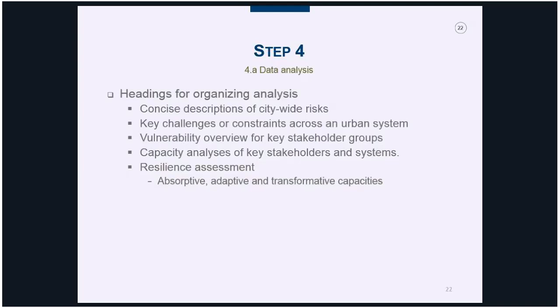But as a first step in terms of organizing the data, we think these are some of the topics: the citywide risks, the different challenges or constraints that an urban system faces, including governance challenges, infrastructure challenges, and then the vulnerability of different stakeholders, and even capacity analysis of different stakeholders and systems. So these are some of the areas that you can organize the data around. And then, if there's interest to look at resilience, we've also highlighted how to organize the information around the three capacities, which usually form the resilience assessment: the absorptive capacity, adaptive capacity, and transformative capacity.